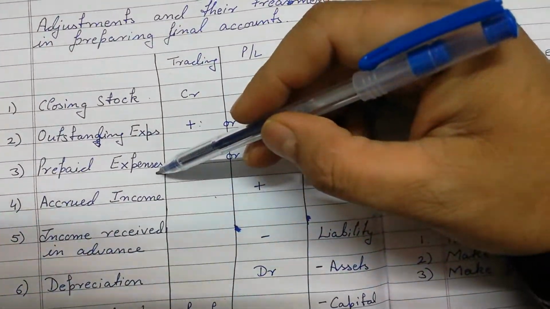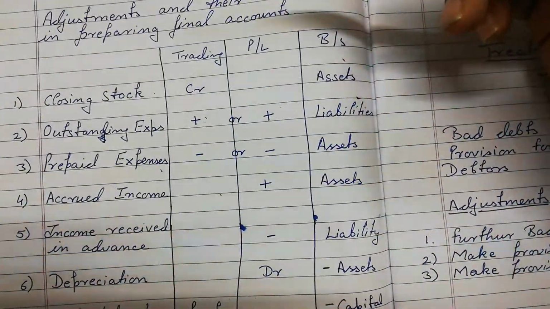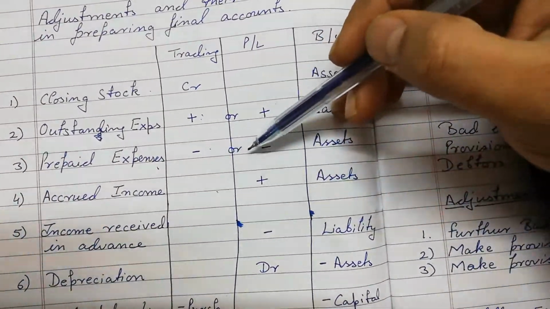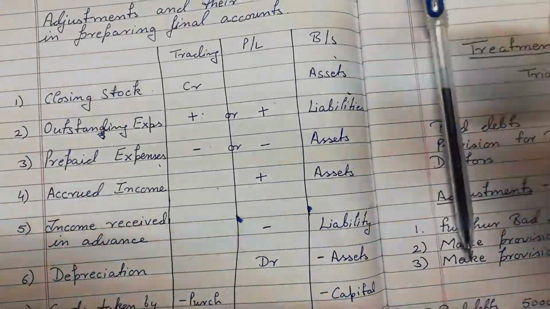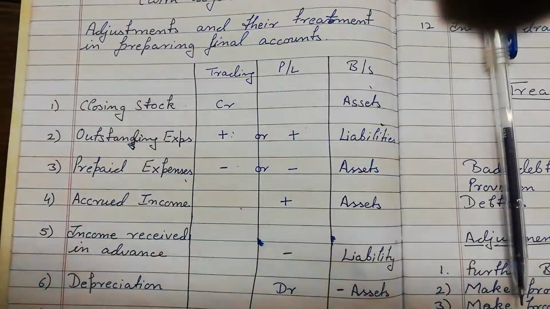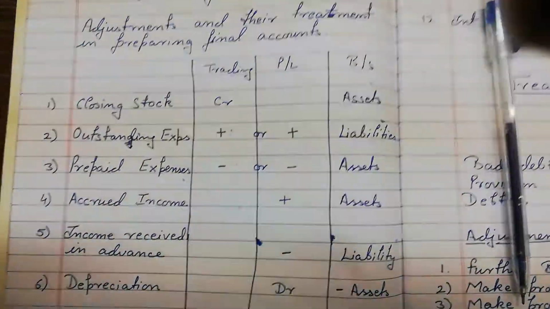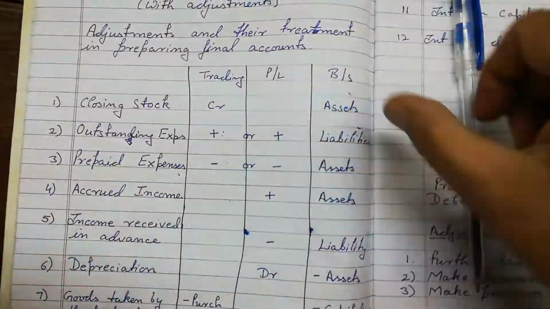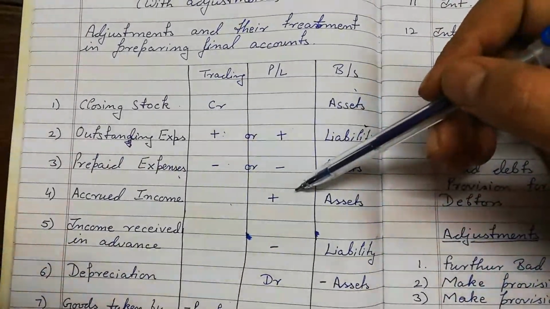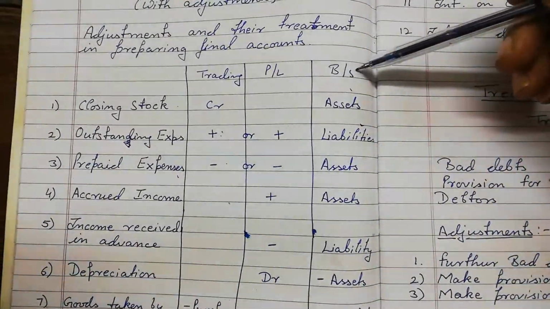Then prepaid expenses. Prepaid, that is, expenses paid in advance. So it will be subtracted from the trading or subtracted from the profit and loss. If the item is wages, that belongs to trading, then it will be minus from trading. Or if the item is salary, then it will be minus from profit and loss. And it belongs to the asset side of the balance sheet.